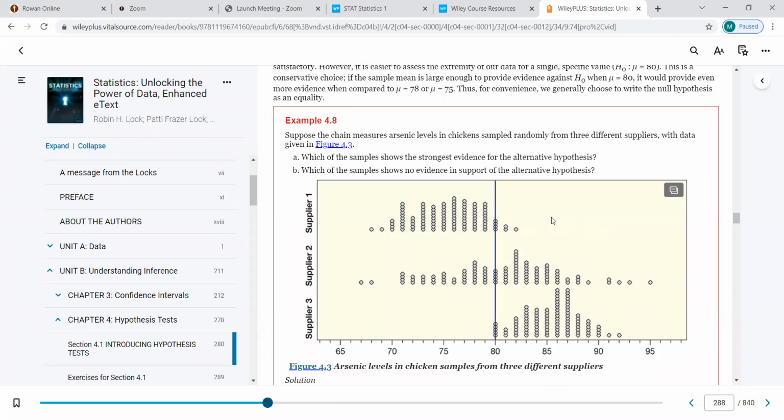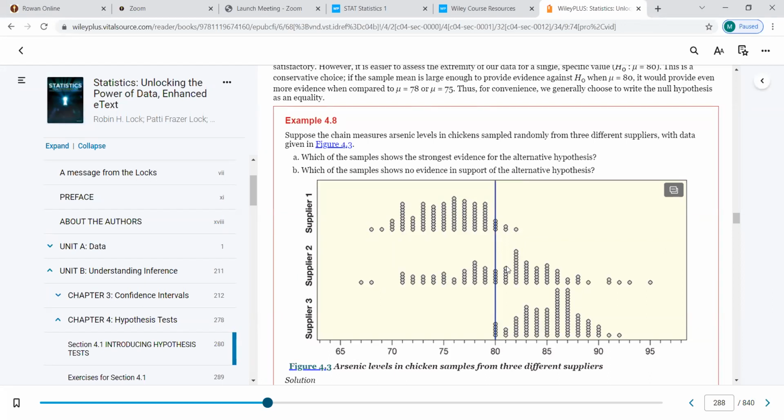Which of these suppliers do you think looks okay in terms of arsenic? Supplier 1. Yeah, supplier 1, right? The average looks like it's well below 80. So there's only 3 of these chickens that were looked at from that supplier and that were over 80. Almost all of them are below 80. And then the one in the middle, we're not sure, right?